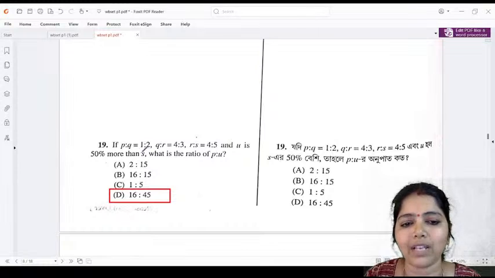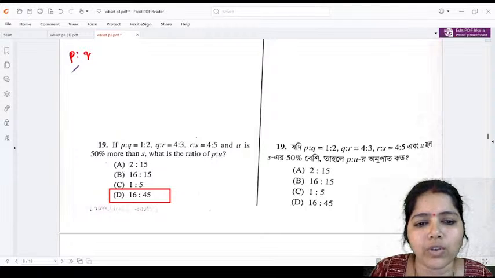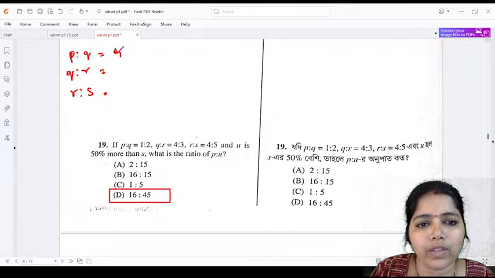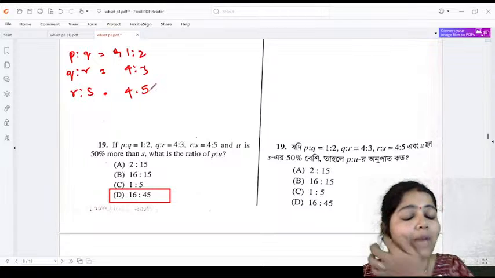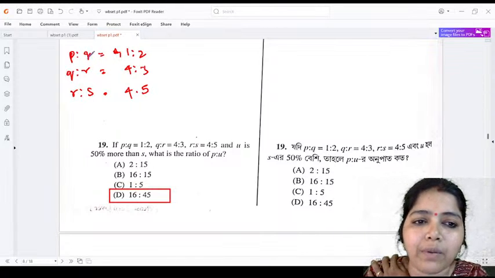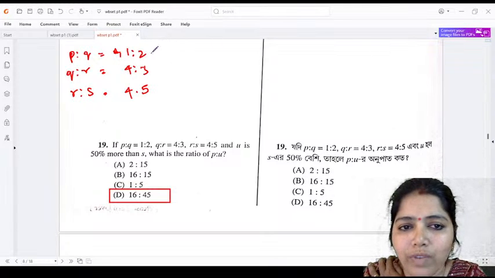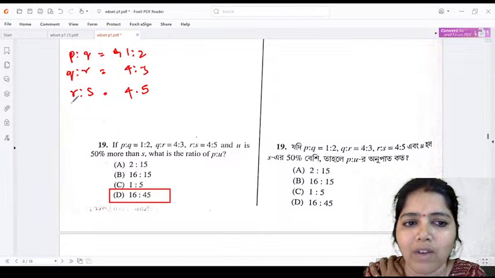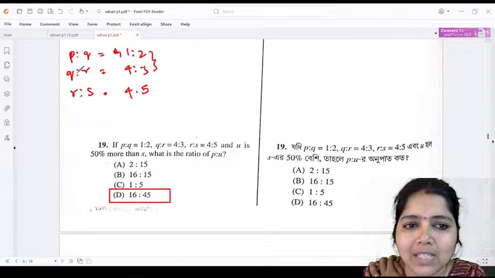This is a question from ratio and proportion. Very simple question. They have given us P is to Q, Q is to R, and R is to S. This is 1 is to 2, this is 4 is to 3, and this is 4 is to 5. So what we have to do is make the common terms, Q common here, R common here. These two are a pair, and these two are a pair. So we can make these two the same.